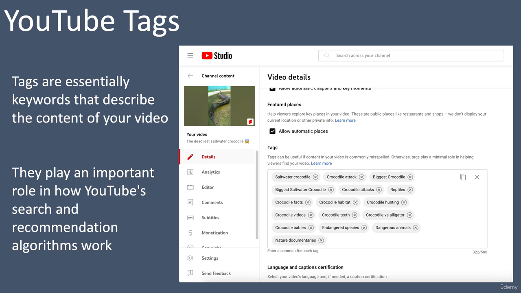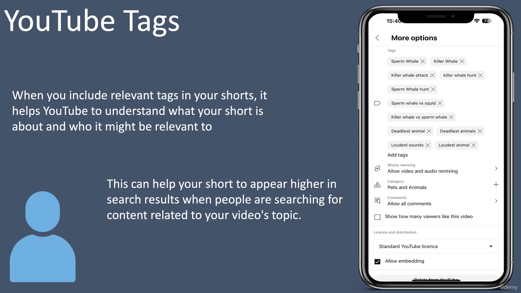So then, tags are essentially keywords that describe the content of your video, and they play an important role in how YouTube search and recommendation algorithms work. When you include relevant tags in your shorts, it helps YouTube to understand what your short is about and who it might be relevant to. This can help your short to appear higher in search results when people are searching for content related to your video's topic. Also, tags can help you to target specific audiences and communities on YouTube, which is what we want.